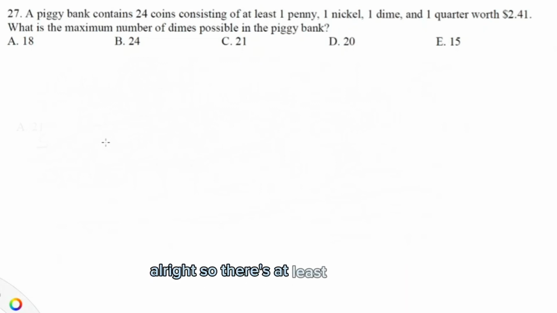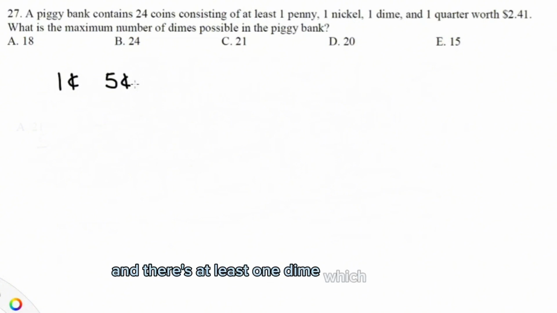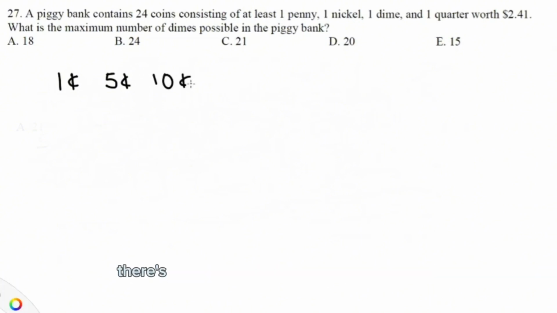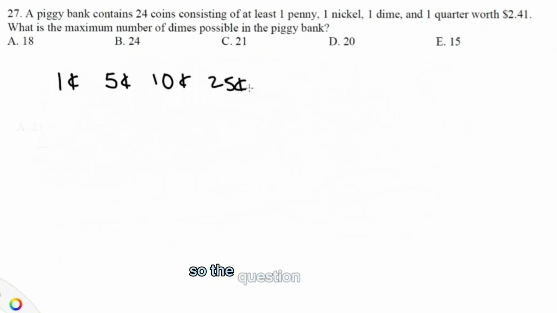Alright, so there's at least 1 penny, which is 1 cent. There's at least 1 nickel, which is 5 cents. And there's at least 1 dime, which is 10 cents. There's at least 1 quarter, which is 25 cents. So the question is asking, what is the maximum number of dimes possible in the piggy bank?